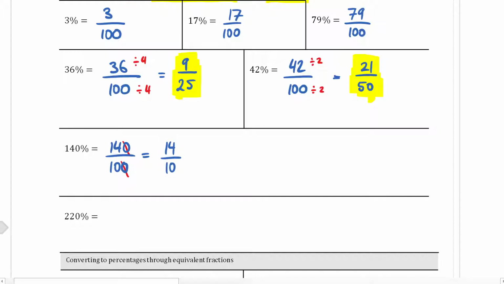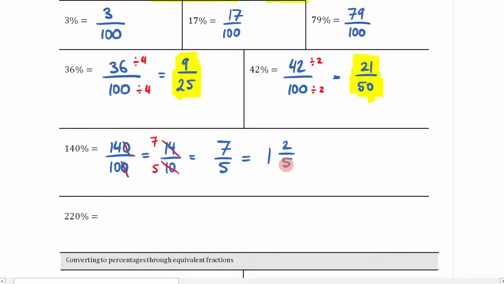Now, can I simplify that? Yes, I can. I can divide both by 2. Remember, you don't actually have to write divide like this. You can just cross it out and write 7 because you're dividing it by 2 there. Cross it out and write 5 there. So we've got 7 on 5. This is the more efficient way of canceling. All right, how many times does 5 go into 7? It goes in once with 2 remainder. It's going to be 1 2/5. So that is my answer there.